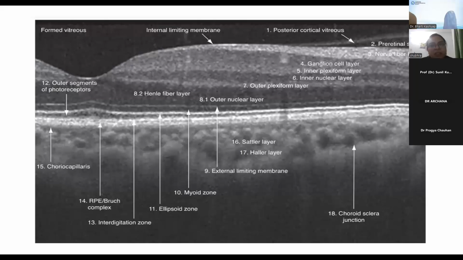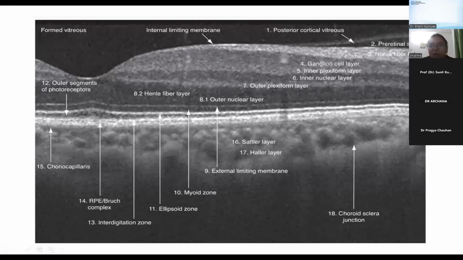Then you go to the preretinal space. Then comes the first hyperreflective layer, that is the nerve fiber layer. Then the GCL, which is the hyporeflective. Then the inner plexiform layer, which is hyper. Then inner nuclear layer, outer plexiform layer. And then you go on to the outer retina, which has the external limiting membrane, then the myoid zone, then the ellipsoid zone, the interdigitation zone, and the RPE.